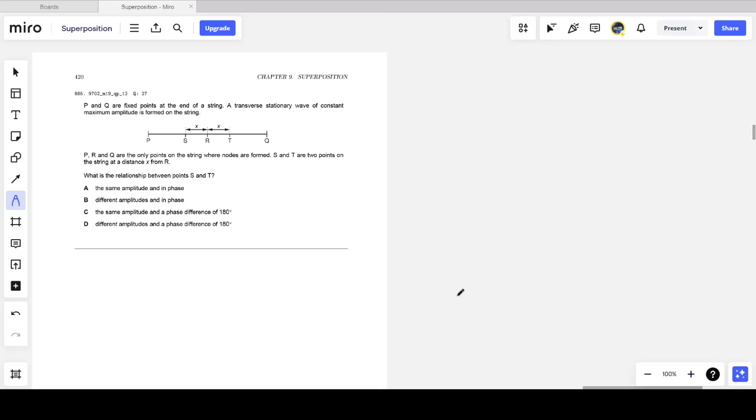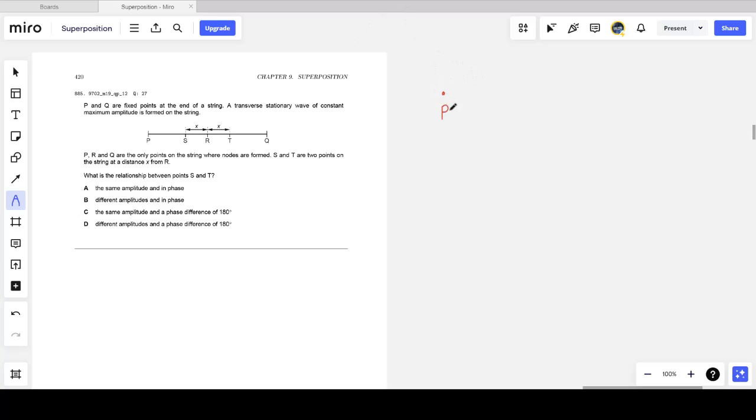Do they have the same amplitude and are they in phase, or do they have different amplitudes and are they in phase? Do they have the same amplitude and a phase difference of 180 degrees? Or do they have different amplitudes and a phase difference of 180 degrees? Well, let's draw the transverse wave, shall we?